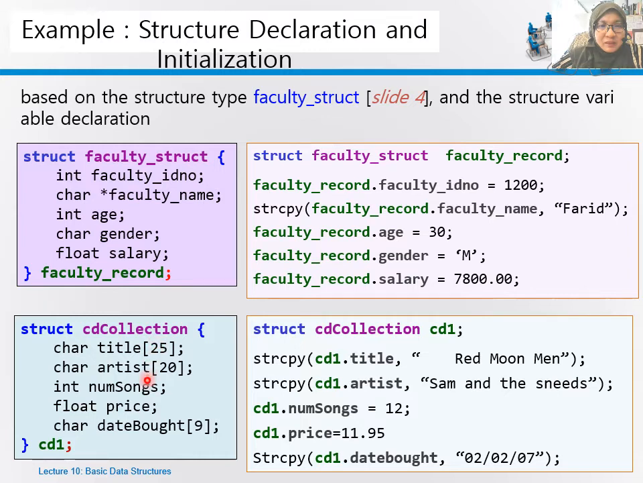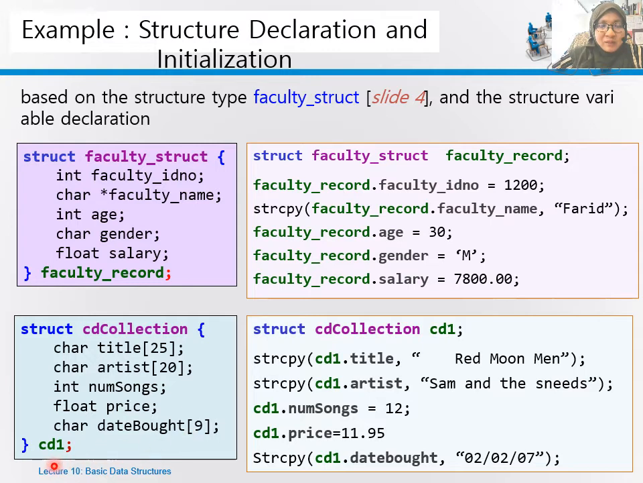Then these are the 5 members of structure CD collection: title, artist, name song, price, and date bought. So this is the variable name for our structure, which is CD1. As I mentioned, in the example given in the exercise, we have 3 variables, which is 3 records. We have Suleiman, we have Celine Dion, and we have Dayang Nufaiza.